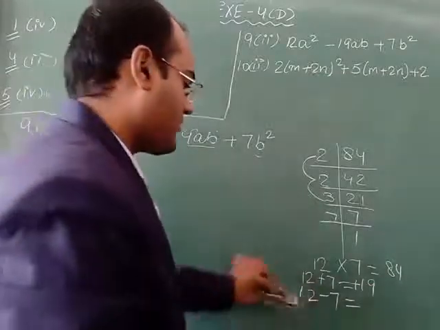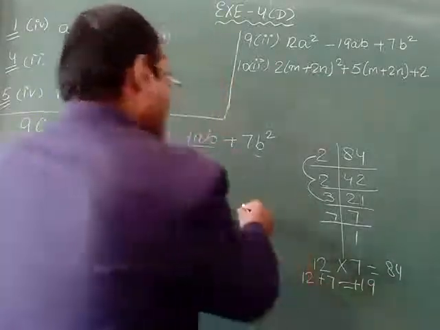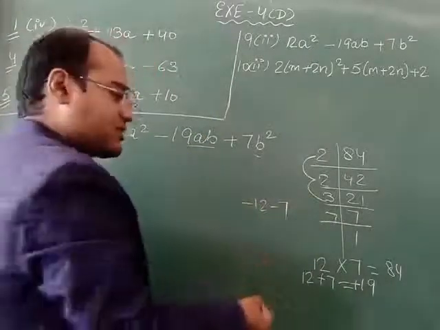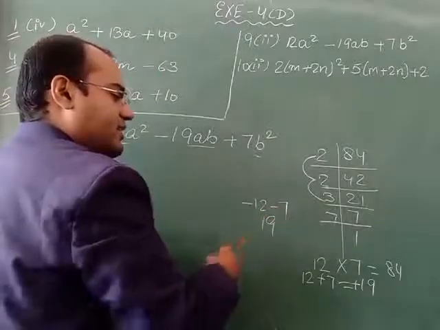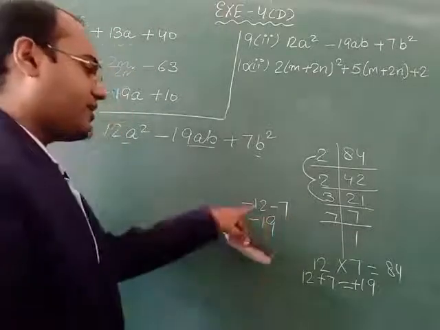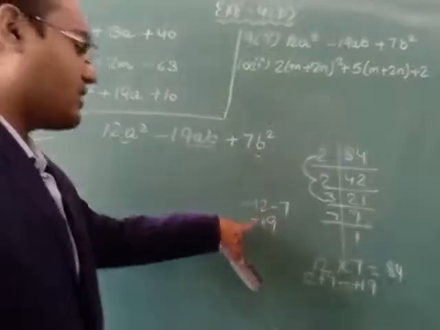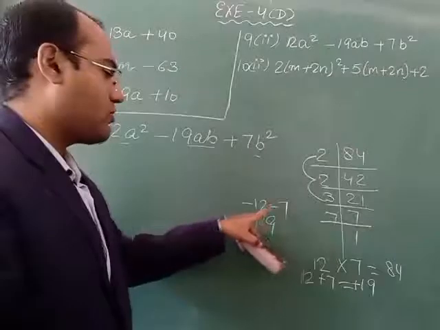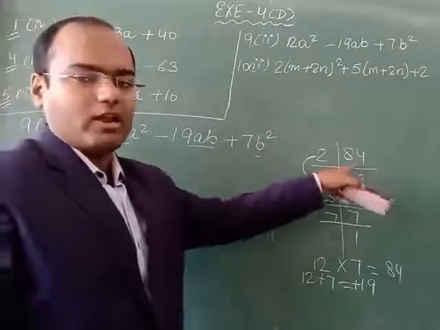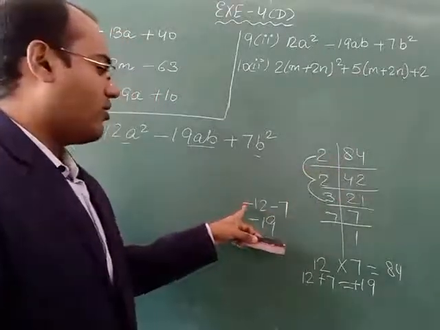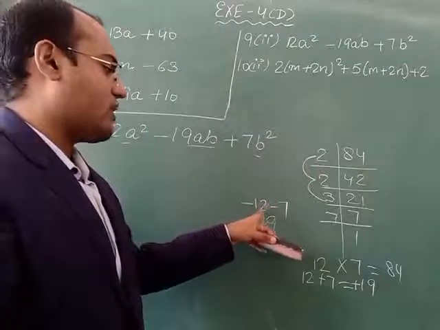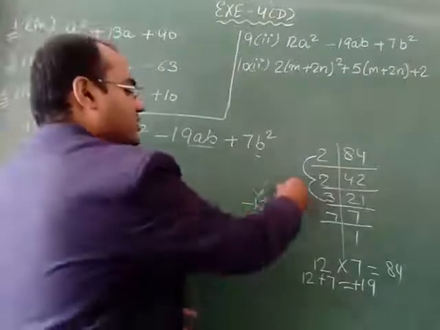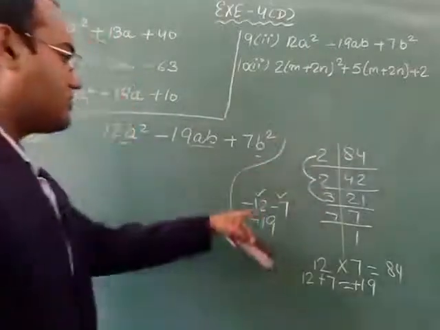So minus 12 and minus 7: minus and minus is plus, so on adding them we get 19, and the sign will be of the greater one. Greater is 12, which has a minus sign, so in 19 we put a minus sign. The product of 12 and 7 is 84, and on adding minus 12 and minus 7 we get minus 19. So these are the two factors we have to take.